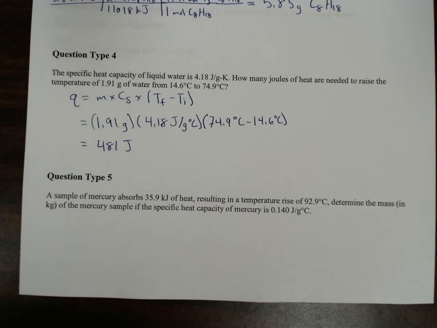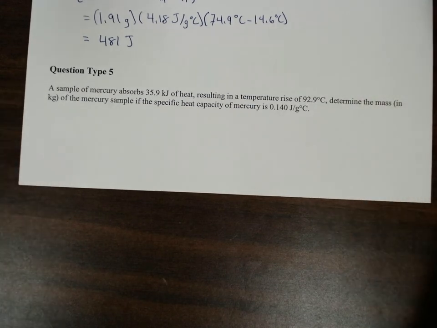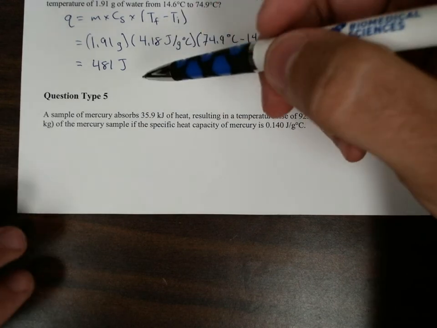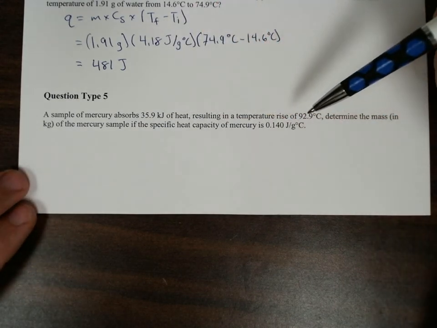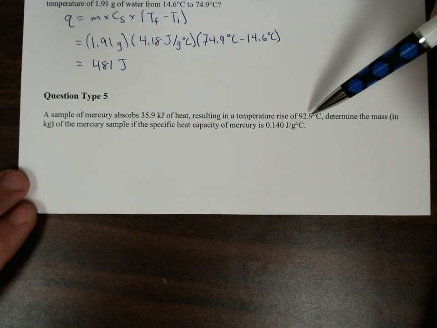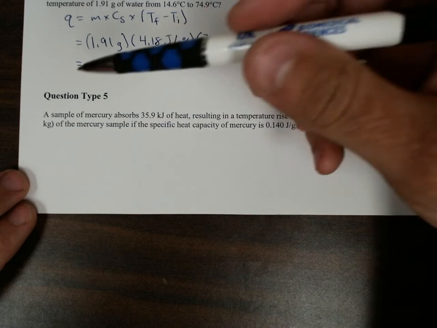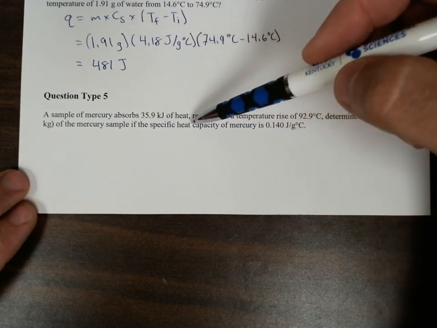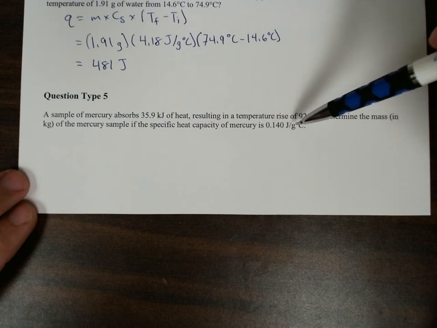Okay. Now, as we look at question 5, this is very similar to the question we've seen above. It says a sample of mercury absorbs 35.9 kilojoules of heat, resulting in a temperature rise of 92.9 degrees Celsius. Determine the mass in kilograms of the mercury sample if the specific heat capacity of mercury is 0.140 joules per gram degree Celsius.